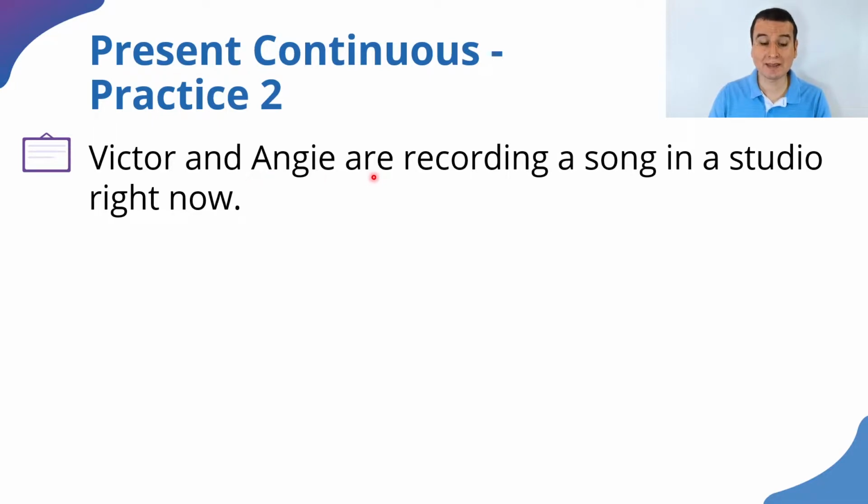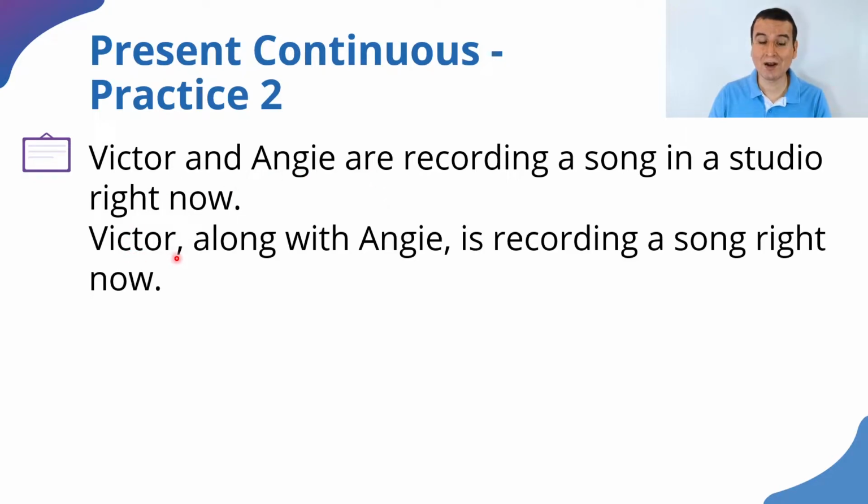Now, but what if we have something like this? Look, Victor, comma, along with Angie, is recording a song right now. Why? Because we are talking in this case about Victor, mainly about Victor. Victor is recording a song right now. We are saying along with Angie, but that is like an extra detail that explains who the person is working with, but not necessarily do we use this as a basis for us to use the plural form. If we're using along with or as well as, we just keep the singular form of the verb. Just keep in mind that when you are talking about somebody else, especially in the plural form, all right?